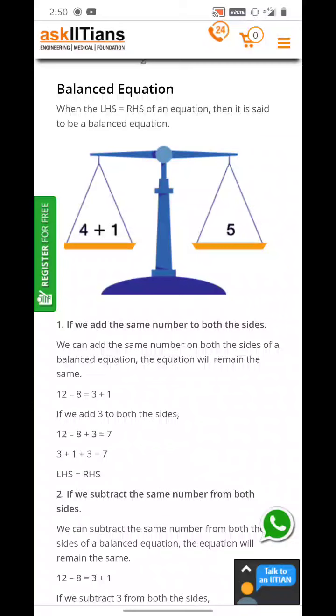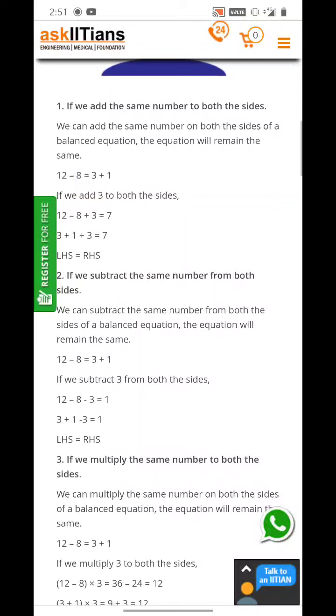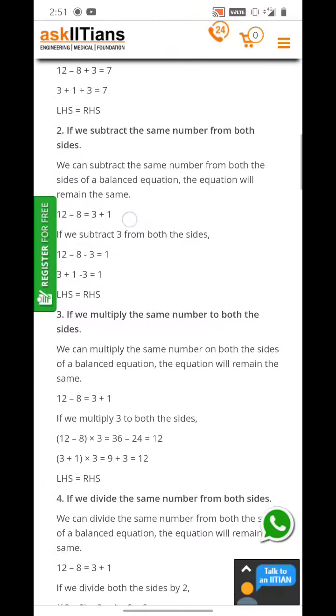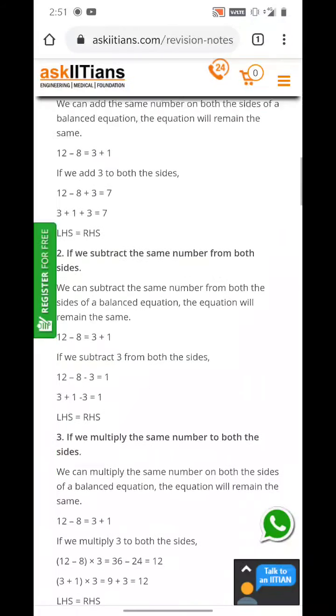Balanced equation. You can balance an equation if we add the same number on both sides. 12 minus 8 is equal to 3 plus 1. If we add 3 to both sides, 12 minus 8 plus 3 is equal to 7, and 3 plus 1 plus 3 is equal to 7. We can also subtract the same number from both sides, or multiply the same number on both sides.